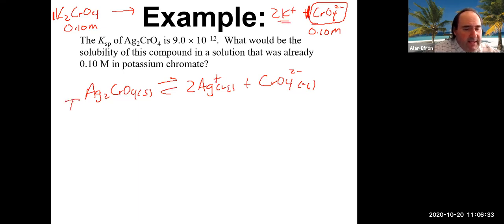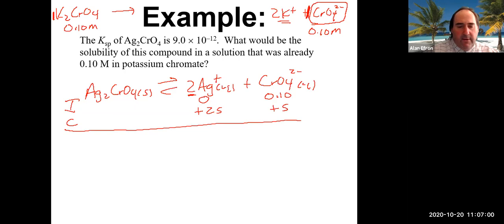And what that's going to affect again is when we get into our ice table, we are going to have zero here for our silver, but we are going to have an opening concentration of chromate that's being provided by potassium chromate. The rest of the table here is going to be very similar to what we've done before, plus 2s. Again, we don't want to forget about the 2, and plus s as well, going to get to our equilibrium, which is 2s and 0.1 plus s. Any questions on the ice table up to that point?